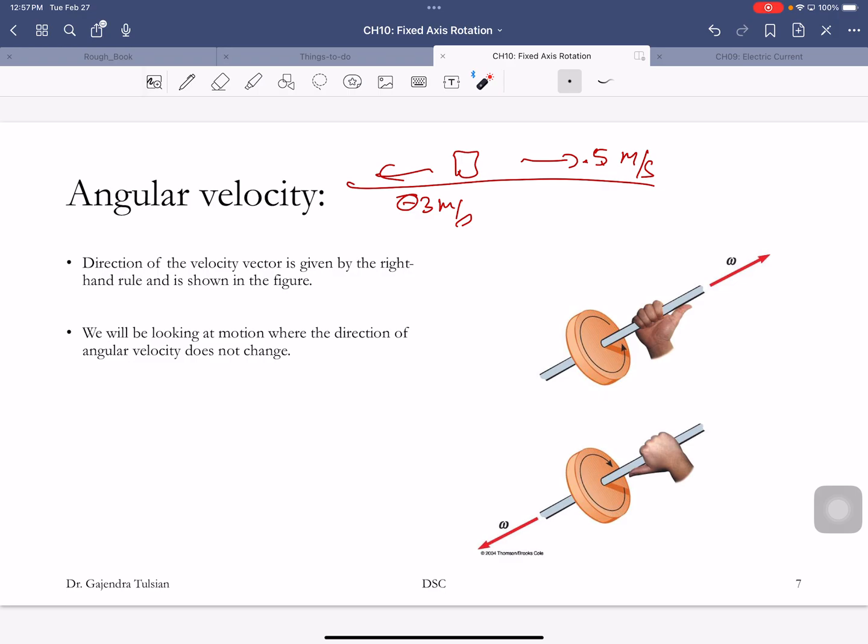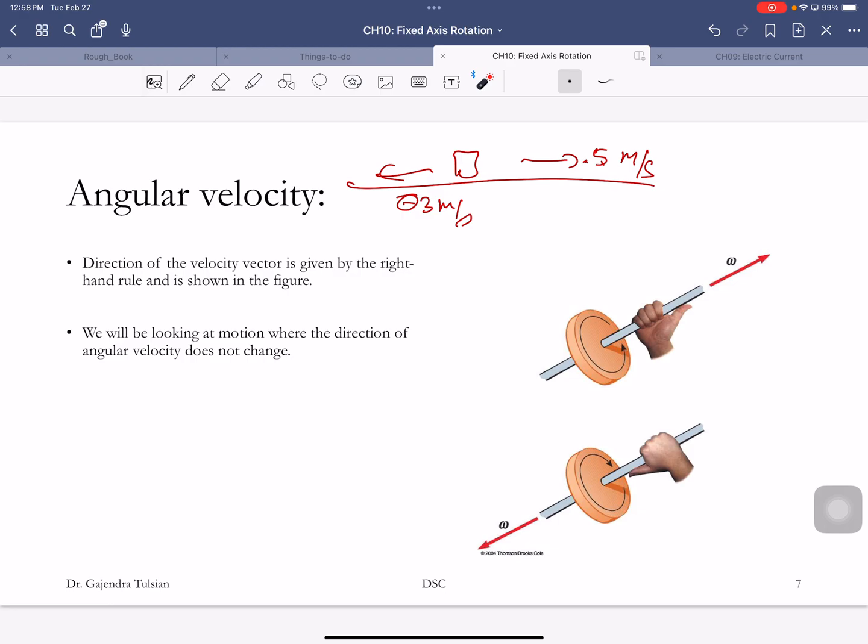Question? If it's moving clockwise, your thumb has to be pointing towards the object. No, your thumb is always pointing in the direction of the axis. It's along the axis. So now there are two choices. Do you point this way or that way? Your fingers point in the direction in which it's rotating, and your thumb points in that direction, with your right hand.